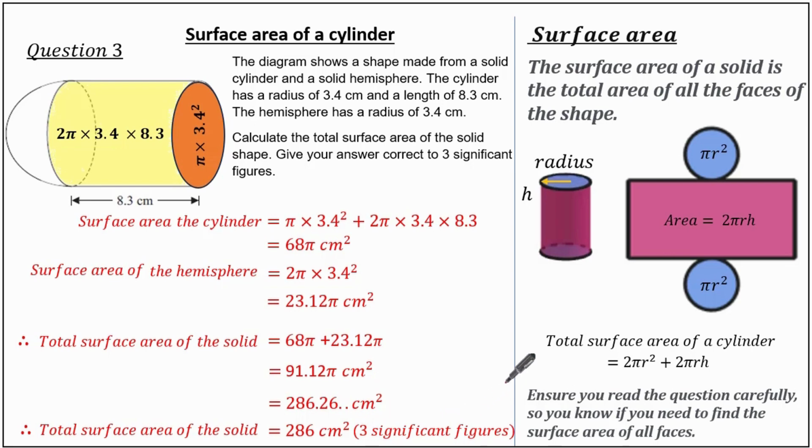So, in summary, to work out the surface area of a cylinder, remember to break it up into its net. And the net consists of 2 circles and a rectangle. The formula for the total surface area of a cylinder is 2 pi r squared add 2 pi RH. But it's always important to read the question carefully to see if you need to work out all the faces of your cylinder.